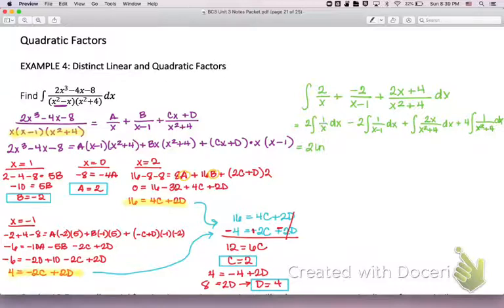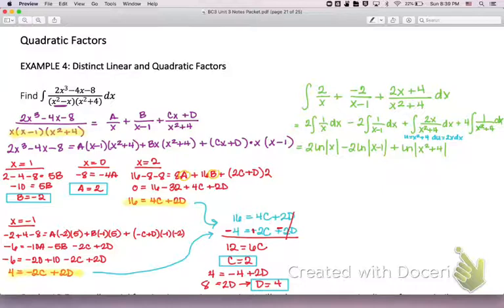2 times the natural log of the absolute value of x, that's our first one, minus 2 times the natural log of the absolute value of x minus 1, plus this one we can use u substitution. If u is x squared plus 4, that means du is 2x dx. So this one actually works out to a pretty straightforward log rule. X squared plus 4. Now, you could take the absolute value bars off of that one because x squared plus 4 is always going to be positive.